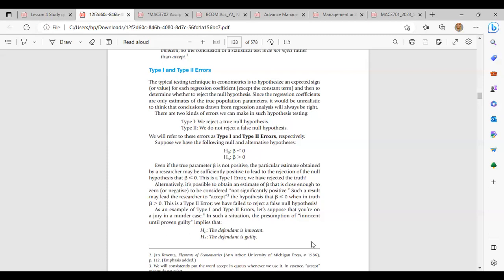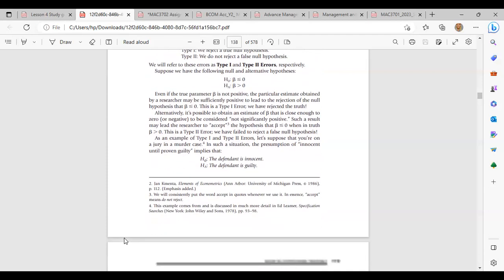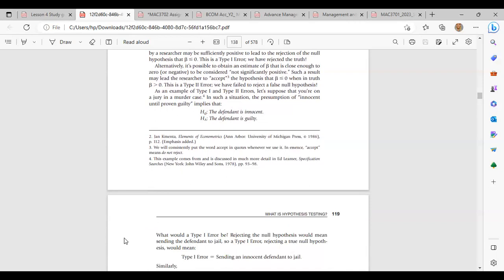It is up to the jury to be convinced beyond reasonable doubt. Suppose you are a lawyer, you need to convince the jury beyond reasonable doubt that your client is innocent. In other words, for them to not reject the null hypothesis, they need to be convinced beyond reasonable doubt.